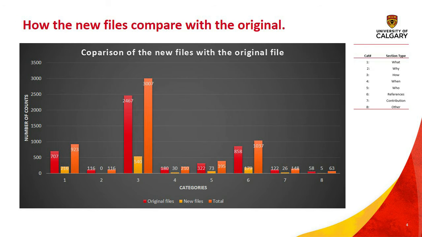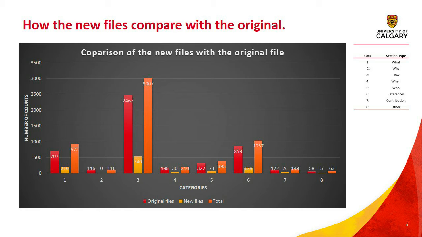This part of the presentation is showing a bar chart that represents the distribution of each section in both sets of the data. That is comparing both the original and the new data in terms of distribution of the file sections. For example, it's obvious that section 3, which is how, accounts for most of the file section in both the new and the old data set.